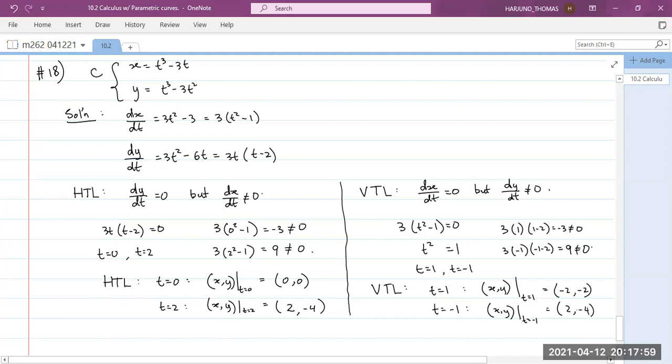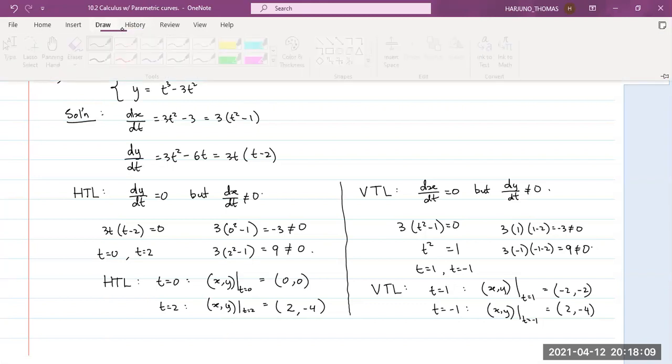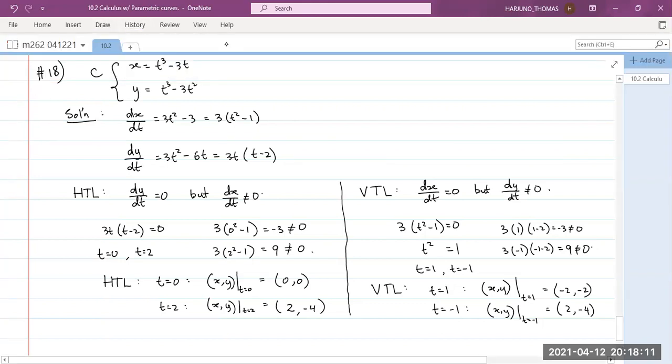Is it right? Oh, you know what? This is something new for you. What happens? Notice that when t equals negative 1, the coordinate is this, right? But when t equals 2, you have the same coordinate.